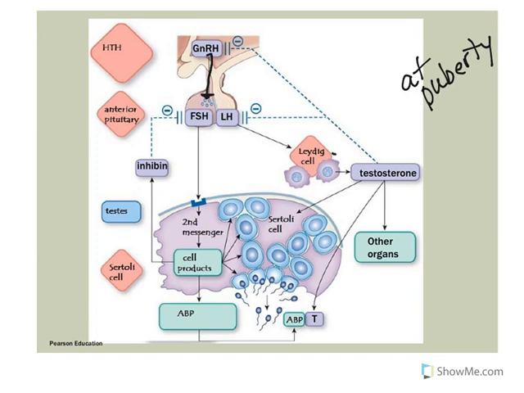LH targets the Leydig cells, which are within the testes. Now, they are not within the seminiferous tubules. They're referred to as interstitial cells. They're outside of the seminiferous tubules, and the seminiferous tubules is kind of like what you're seeing right here. So these cells produce testosterone in response to luteinizing hormone.